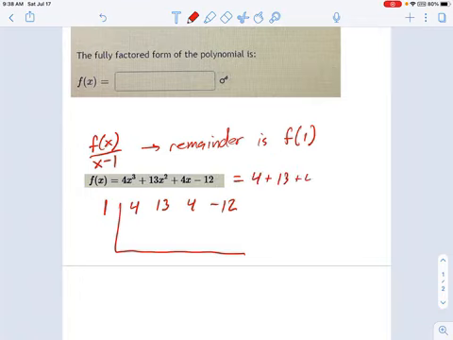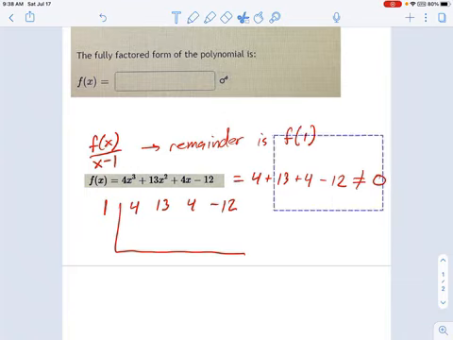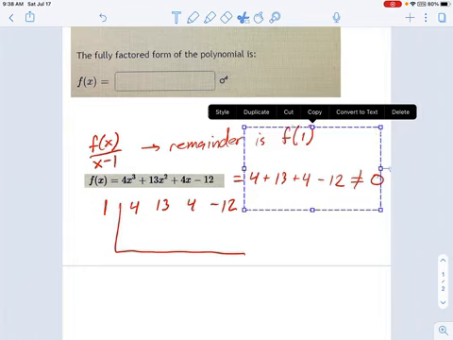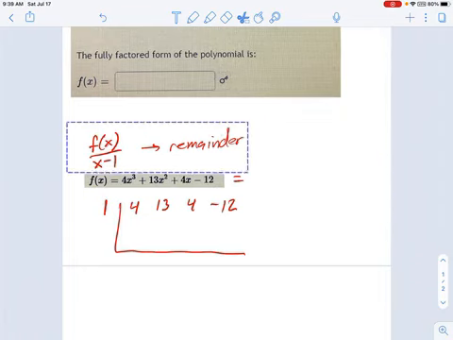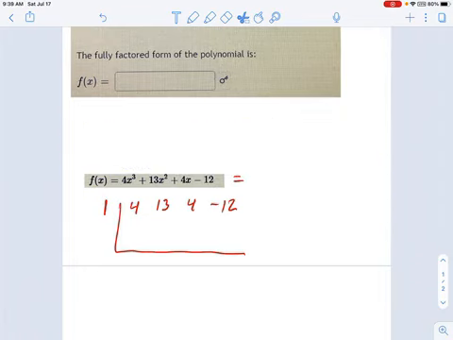Does 4 plus 13 plus 4 minus 12 equal 0? And I don't even have to do the math. I just know it's not equal to 0 because there's a lot of numbers over there that are bigger than 12. So it turns out we have a shortcut. We can sometimes use the remainder theorem to get out of checking all these numbers if you can just quickly plug it in and say, oh, that's definitely not going to be equal to 0. Okay, so I'm going to skip 1 for that reason, and let's move on to negative 1.